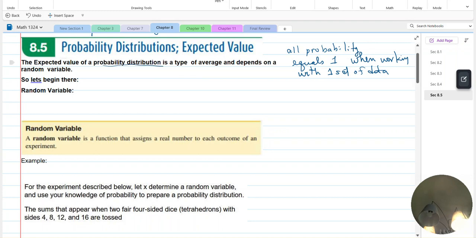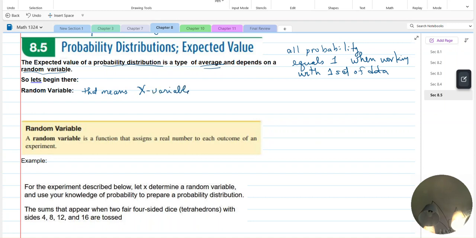That means a layout, a diagram, if you will, as a type of average and depends on a random variable. And we've been talking about a random variable in 8.4 in the sense of it being the size of the grouping or the exact number that we wanted to find the probability for. So we've been looking at that. So what is a random variable? That means X.